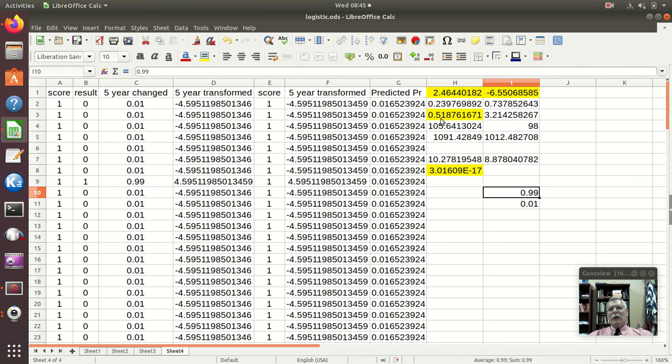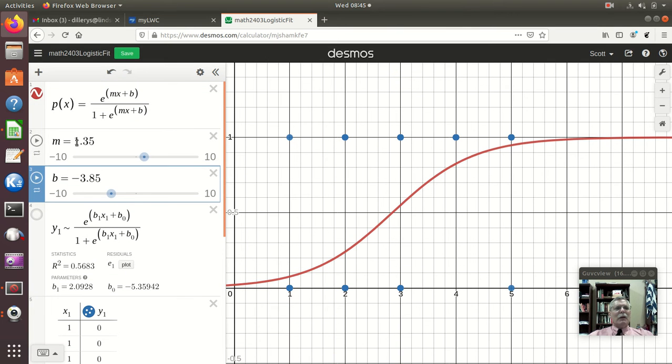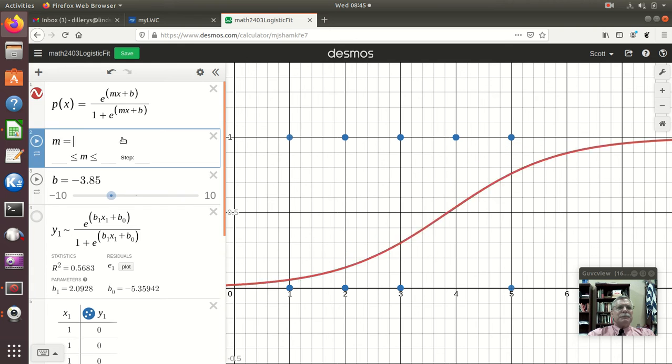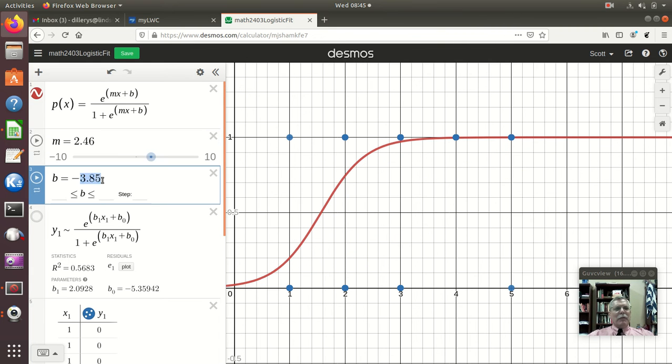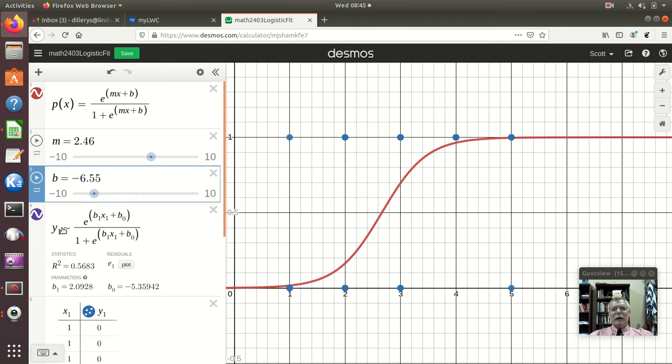Let's look at how its values here compare. So this R squared is about 52%, or 0.518, 0.519. A slope of 2.46 and an intercept of negative 6.55. So we'll put that in there. And let's turn this back on to see how they compare. And well, they compare pretty well. Definitely better up here than at the bottom.